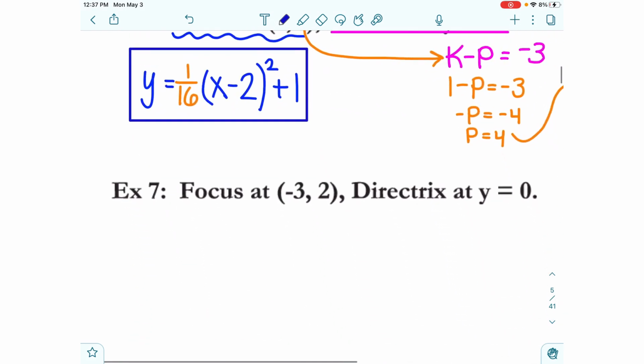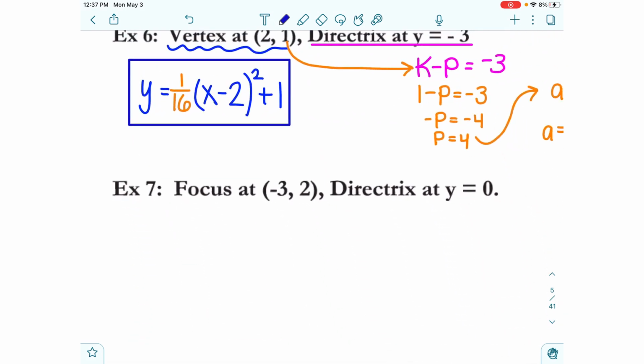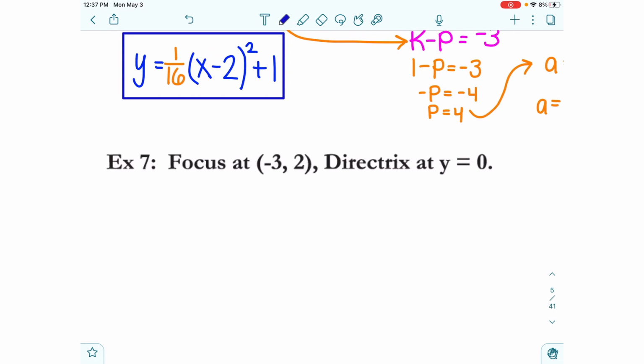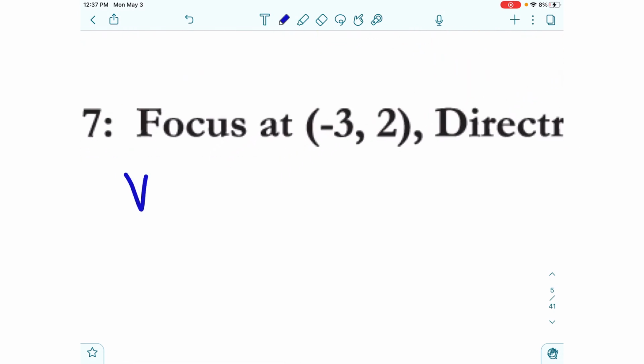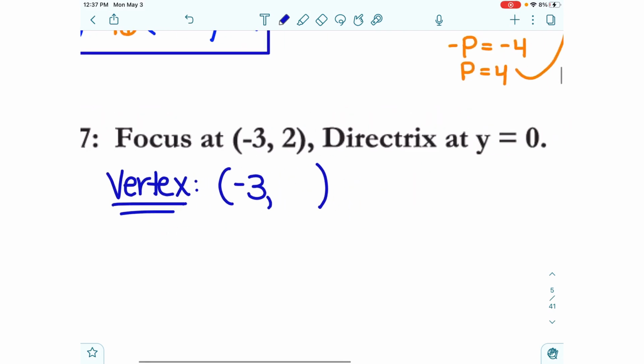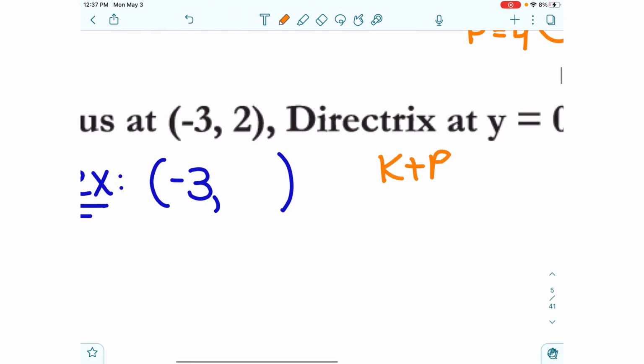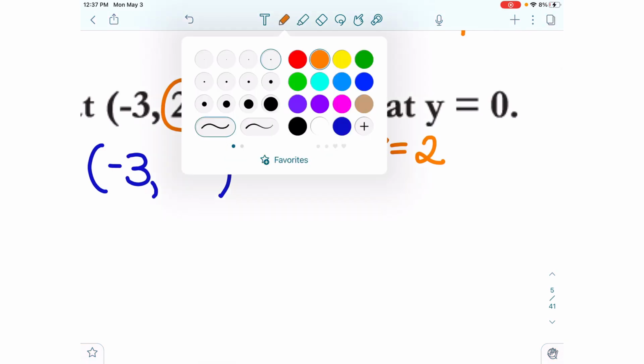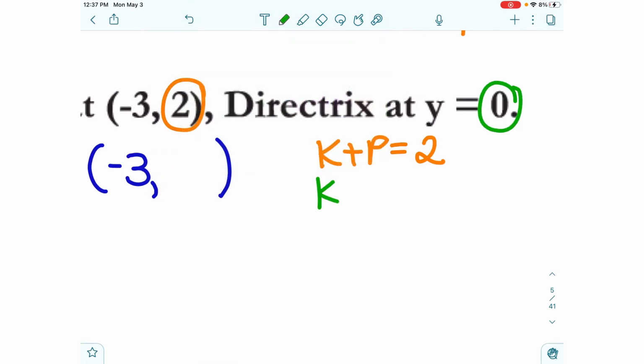So for example 7, this is a little bit different because this gives me the focus and it gives me the directrix. So for this one, I know that the vertex is going to be the point -3 comma something. And the reason I know that is because the focus will have the same x value as the vertex. Now I know that k plus p has to equal 2. I also know that k minus p has to equal 0.